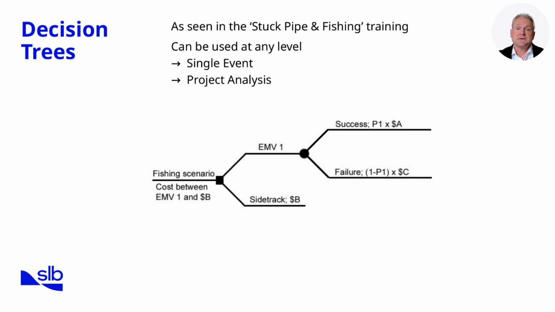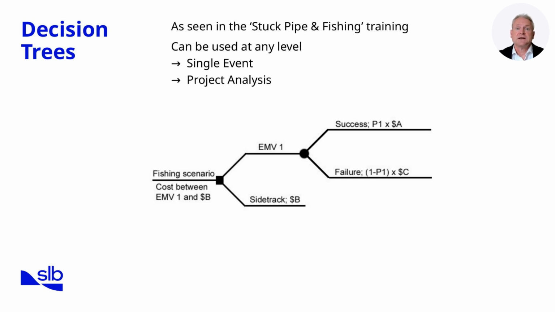The lower branch at the first decision node represents going directly to sidetrack. This has a fixed, certain cost of B dollars, with no probability attached. The decision boils down to comparing the expected monetary value of fishing, EMV1, with the guaranteed sidetrack cost, B dollars, which includes the lost in hole cost. Whichever option yields the lower expected cost is the rational choice. This tree shows how probability and cost can be combined into a structured decision-making framework for operational planning.